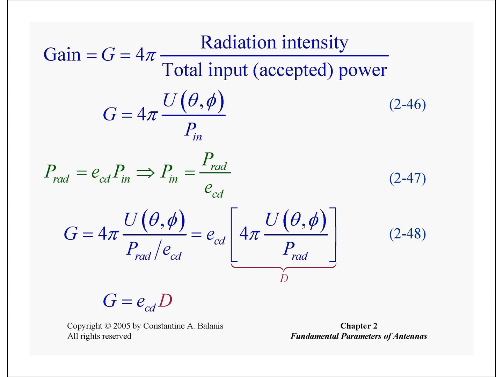Okay, so we get this equation 2.48, which is 4πU divided by P_rad, multiplied by e_cd. Taking e_cd out of the brackets, the term within the bracket is basically directivity, which was previously discussed in detail. So we found that the gain depends on the efficiency as well as directivity. It is a product of efficiency and directivity.